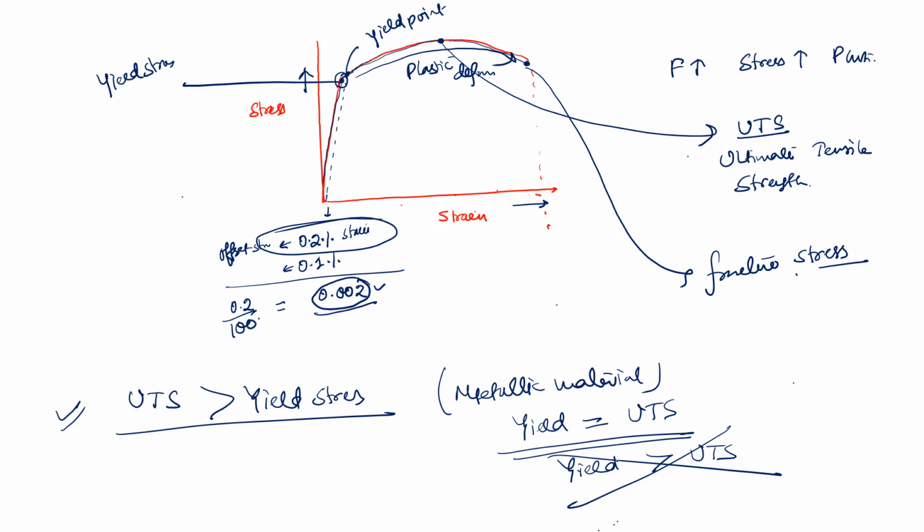So why is UTS greater than yield strength? It is greater because at that point plastic deformation happens, which means dislocation generation happens. When more dislocations are generated, two dislocations come together and lock each other, which decreases the mobility of further dislocations. So this is because of dislocation generation. We'll discuss later what kind of dislocations form.